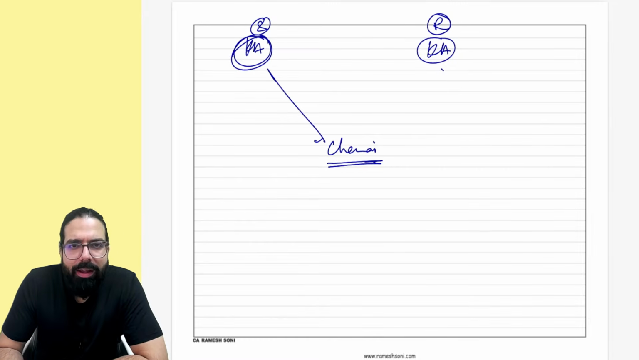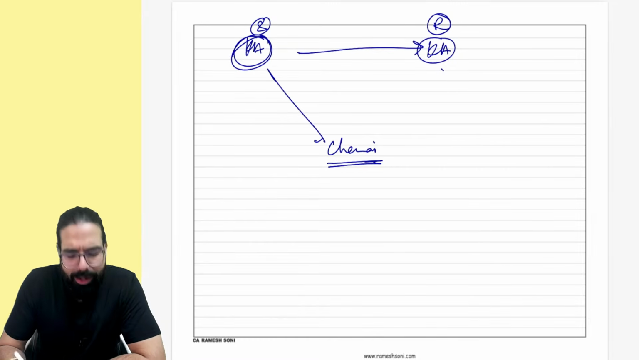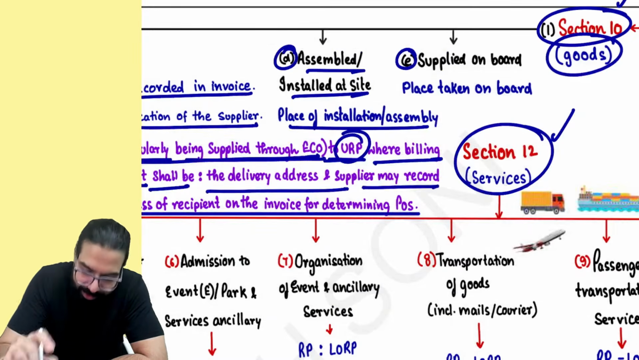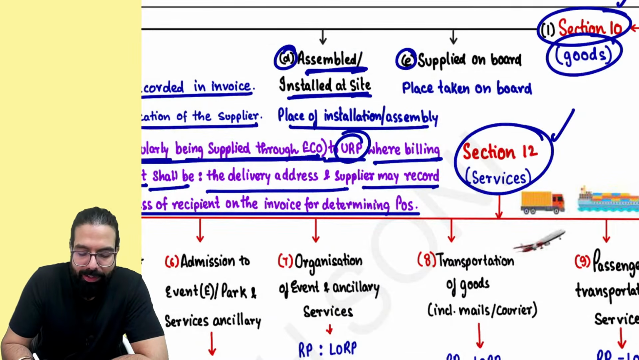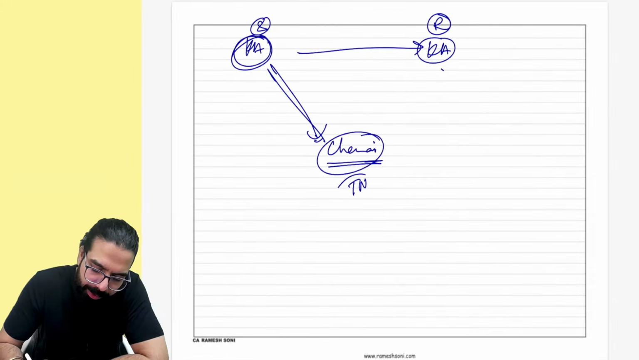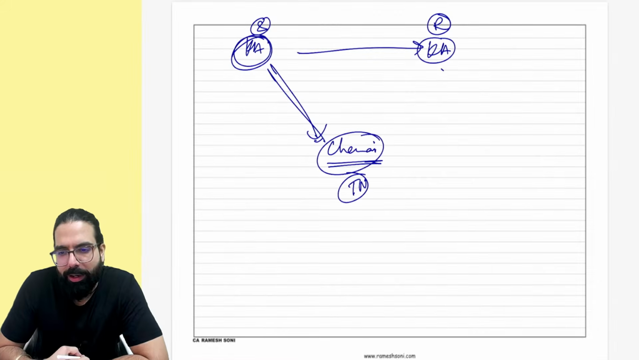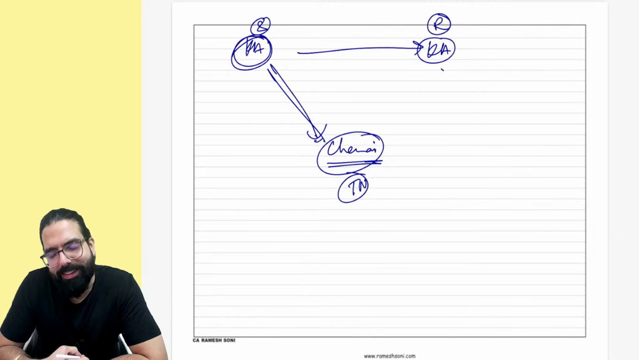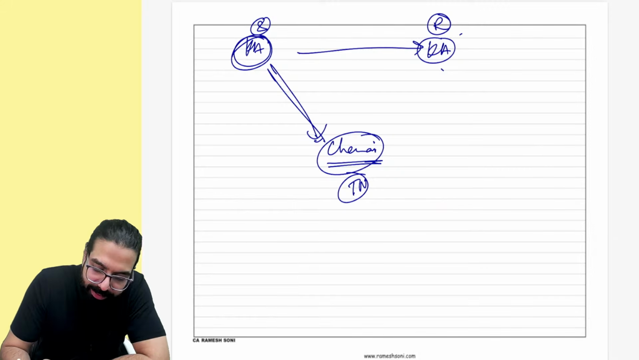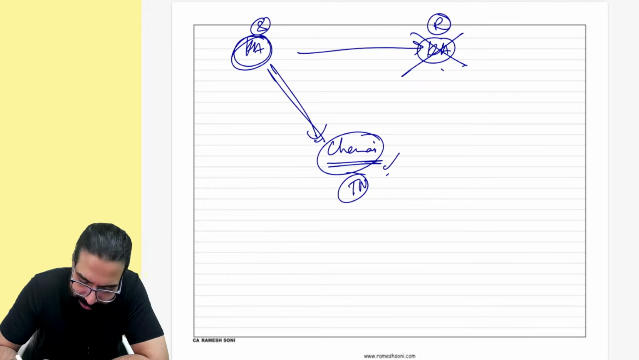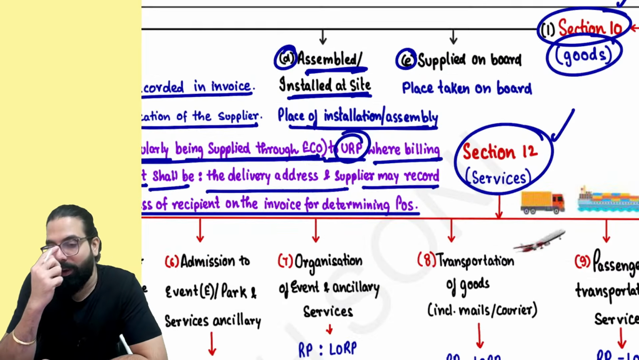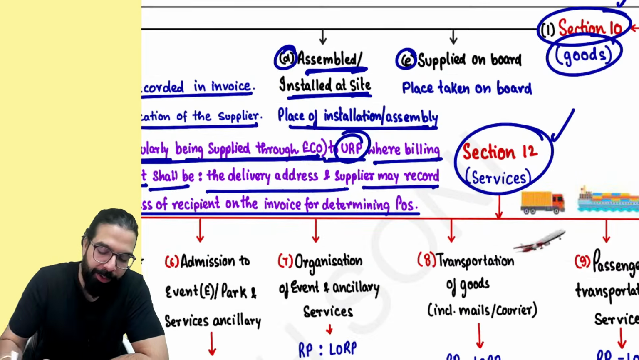Installation done in Chennai. Billing address is Karnataka, but installation in Chennai. If anything is installed for you, wherever the installation or assembly is done, that is the place of supply. Installation in Chennai, Tamil Nadu, the place of supply will be Chennai, Tamil Nadu, and he will go ahead and charge IGST. Recipient does not matter. Where is the installation done? That matters. Very good, guys. Very good. People who are replying, very good.